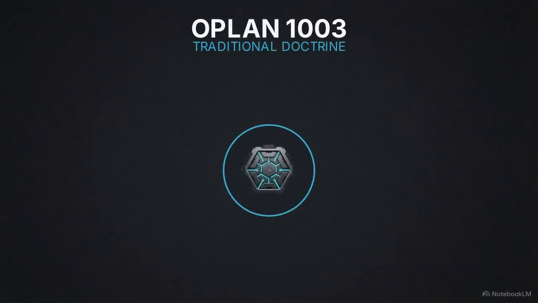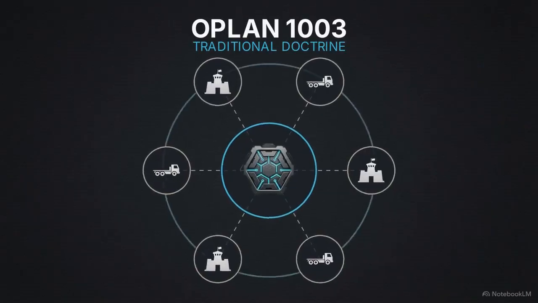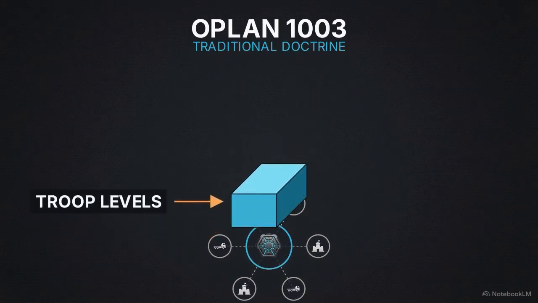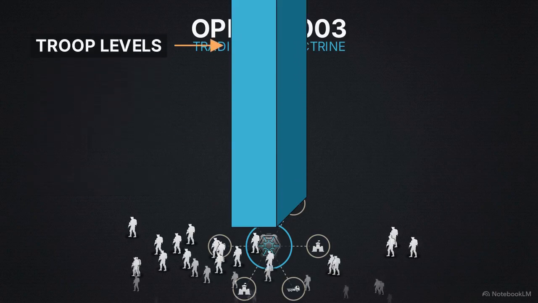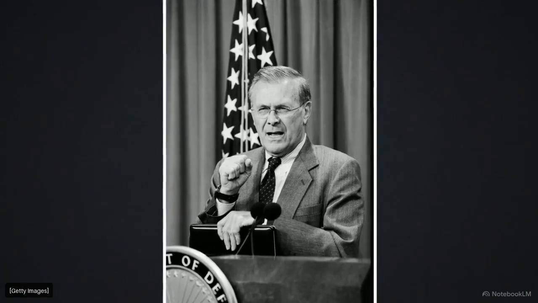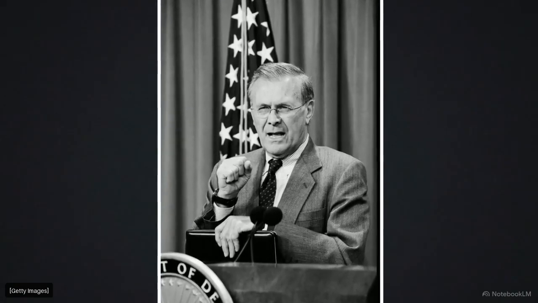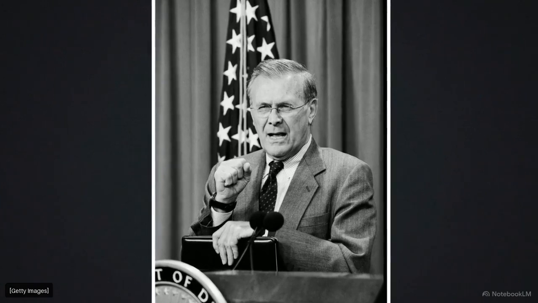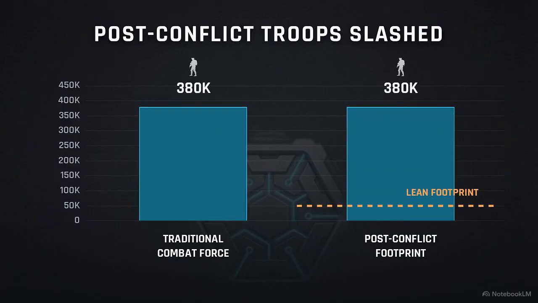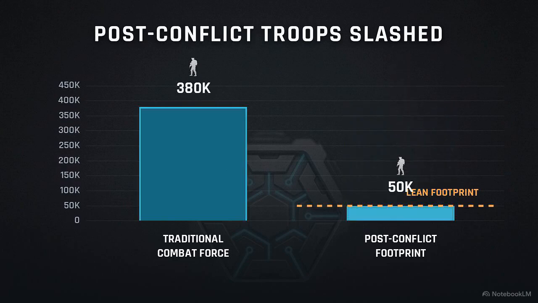The military's existing plan, Operational Plan 1003, followed a traditional doctrine. It was a defensive strategy that called for hundreds of thousands of troops to secure the region before and after a conflict. Defense Secretary Donald Rumsfeld rejected that approach. He favored a lean, agile footprint, relying on speed, precision data, and a minimal troop count. His vision involved cutting deployment levels even further during the post-conflict stages.